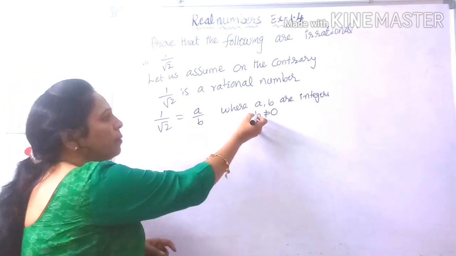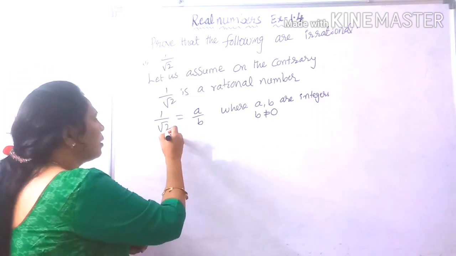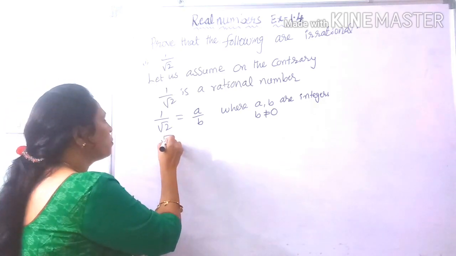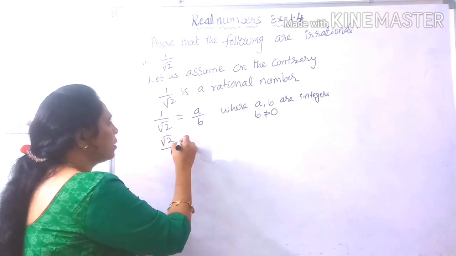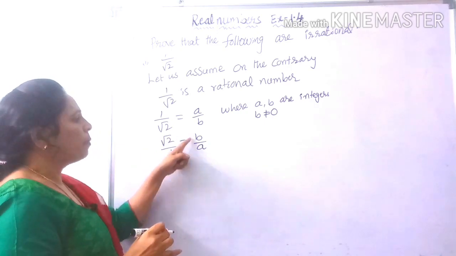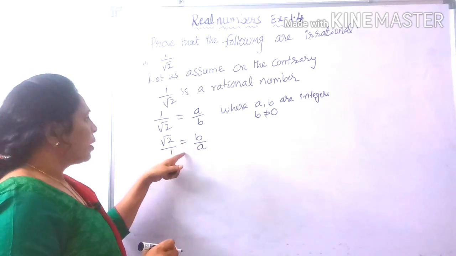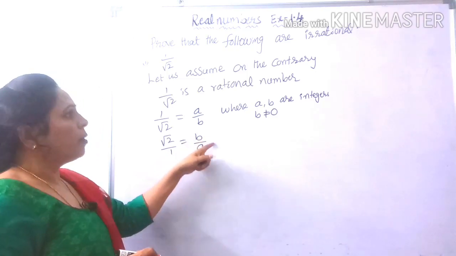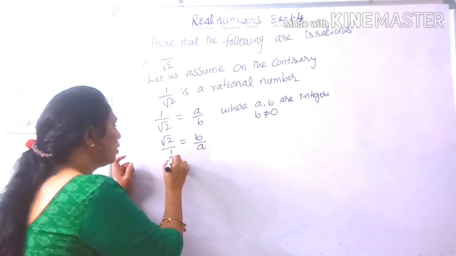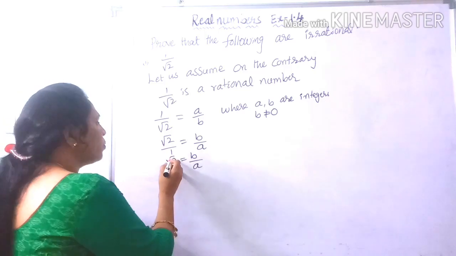So the denominator b is not equals to 0. This we have known. So the reciprocal of 1 by root 2 is equals to root 2 by 1. Thus this equals to b by a. Root 2 is equals to b by a. Since a comma b are integers, a by b or b by a is in the form of rational numbers p by q. So root 2 is equals to b by a.